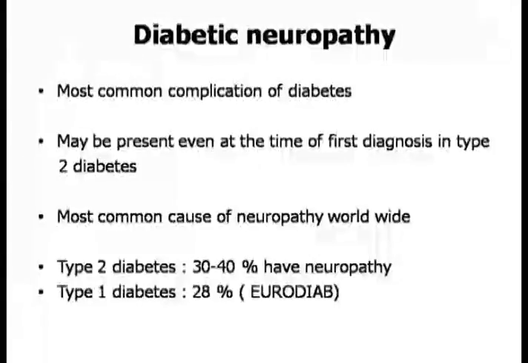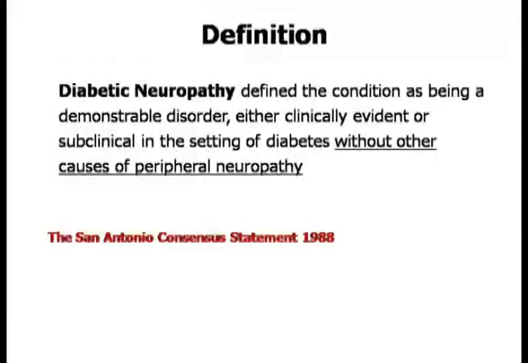It may be present even at the first diagnosis of patients with type 2 diabetes, especially it can present with just a peripheral neuropathy, with a hyperglycemic neuropathy, or with something like amyotrophy. And even in patients with type 1 diabetes, studies have shown that around 30% of unselected patients in the Eurodiab did have diabetic neuropathy.